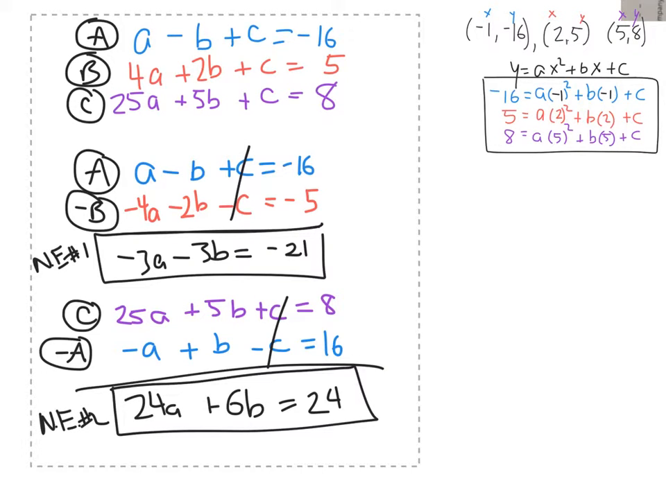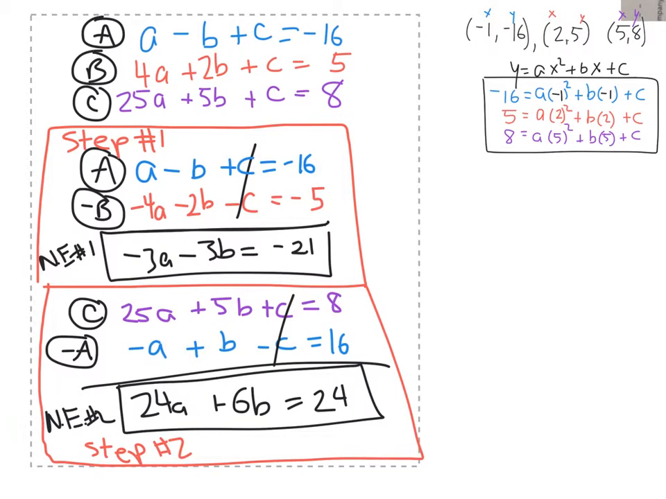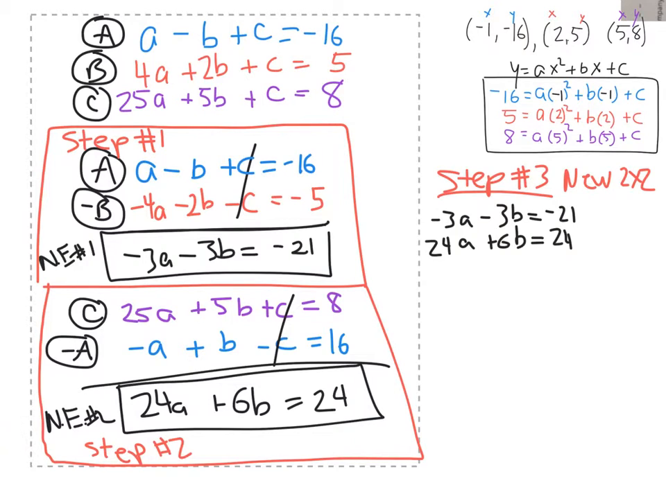There we go. So I might as well label my steps here also. And there we go. We had step 1 right here to find my new equation number 1, step 2 right here to find new equation number 2. And now it's time for step number 3, which is creating a new 2x2 system and solving it with our new equations. So here is step 3. All I did was take my new equation 1, my new equation 2, and put them together so it could be a new 2x2 system.